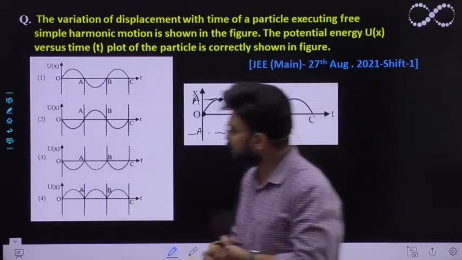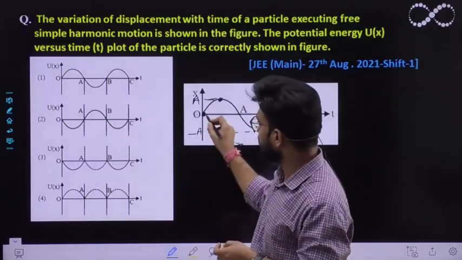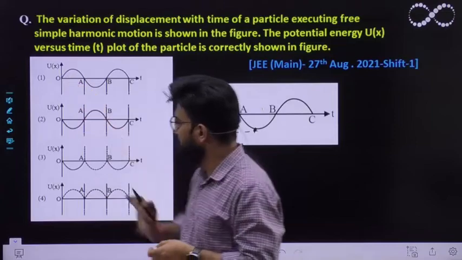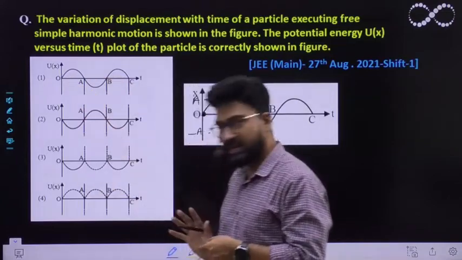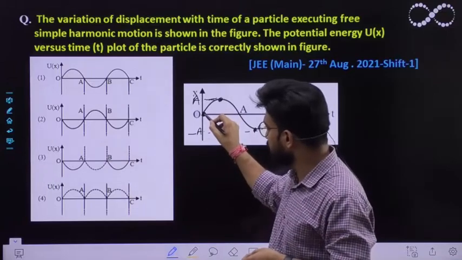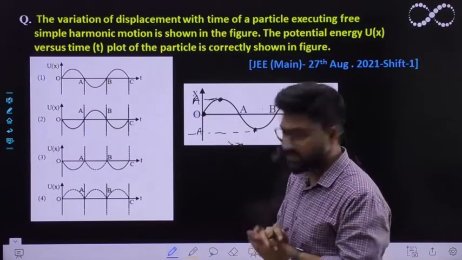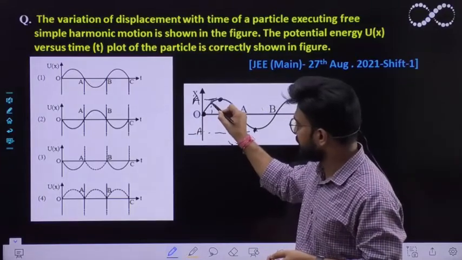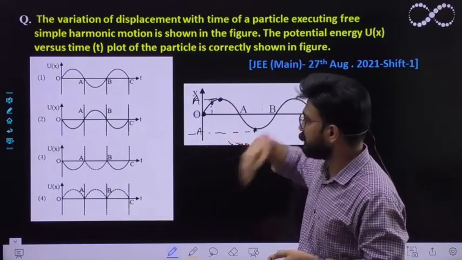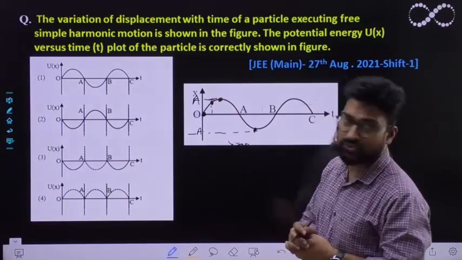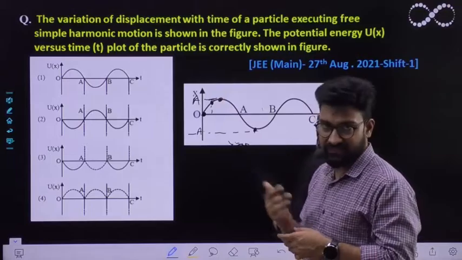So out of these graphs, you can see at x equals 0, the potential has to be 0. In each graph, when x equals 0 and time equals 0, the potential is 0. Now, if we move forward, at a certain time the potential increases because x also increases. So the potential has to increase in the positive direction.